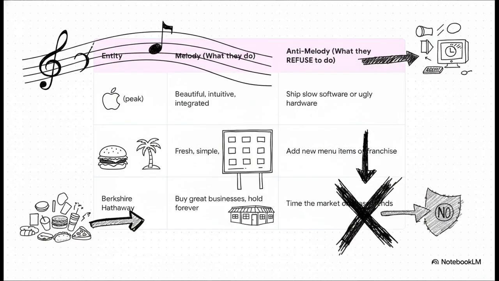Or In-N-Out Burger. Their melody is simple, fresh, reliable food. Their anti-melody is that they will not add tons of new stuff to the menu or franchise all over the place. In these cases, their no list is almost more powerful than their yes list. That refusal is their secret sauce.